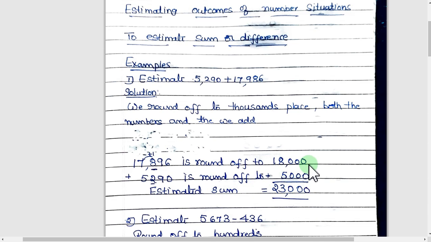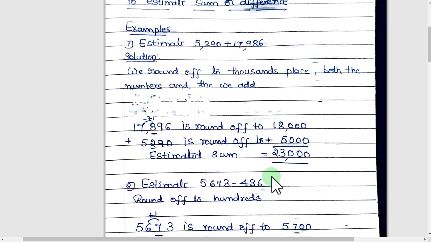Now adding the numbers as usual: 0 plus 0, 8 plus 5 is 13, and 1 carrying, so 1 plus 1 is 2. So estimated sum is 23,000. Before we add, we are estimating, that is, rounding off and then adding. So this is the sum.